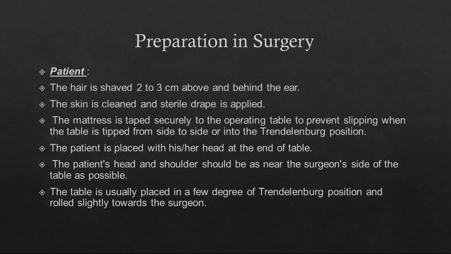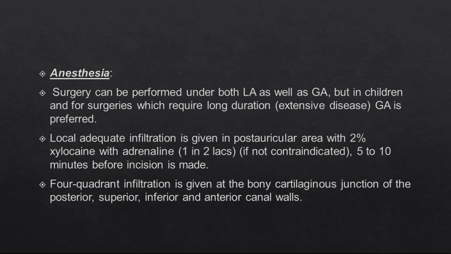Preparation is the same as for a cortical mastoidectomy, and infiltration. Usually the MRM procedure takes almost 4.5 to 5 hours, and if it is a sclerotic mastoid, then it takes a lot of time. So it is better to do it under general anesthesia. Where you require long duration in case of extensive disease, general anesthesia is preferred.